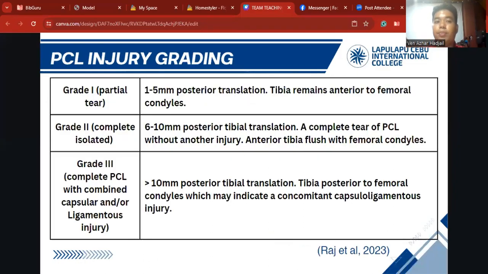So we have here the grading for PCL injury. In grade 1, we have 1 to 5 millimeter posterior translation. So this is only minimal since it is only 1 to 5 millimeter. Grade 2 is 6 to 10 millimeter.